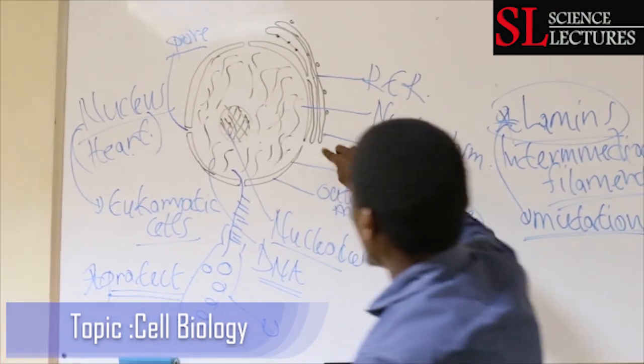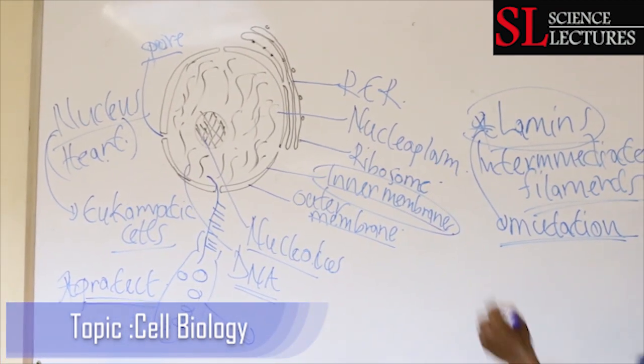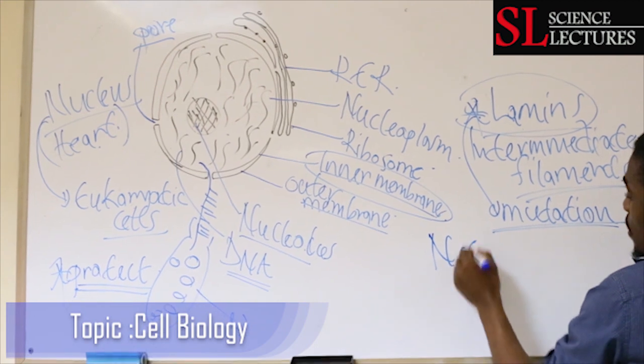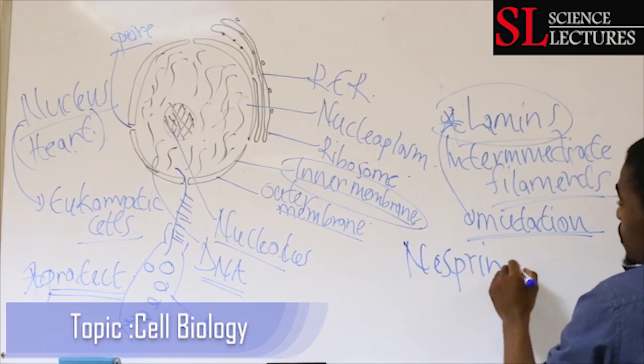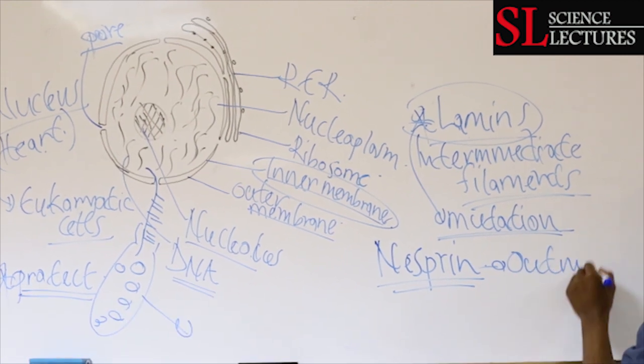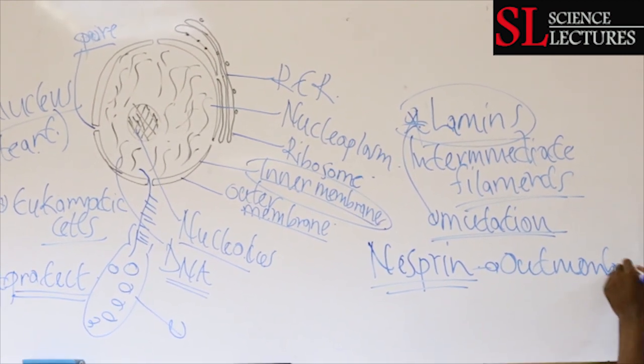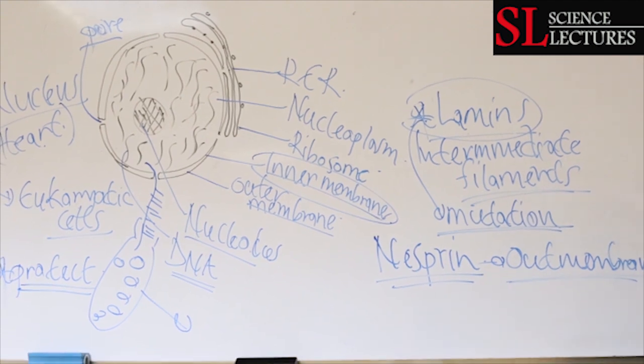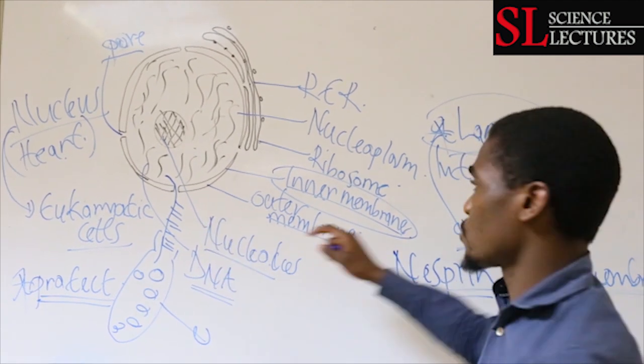Then the outer membrane of this envelope is made up of proteins also called nesprins. So these are the ones for the outer membrane of the nucleus.